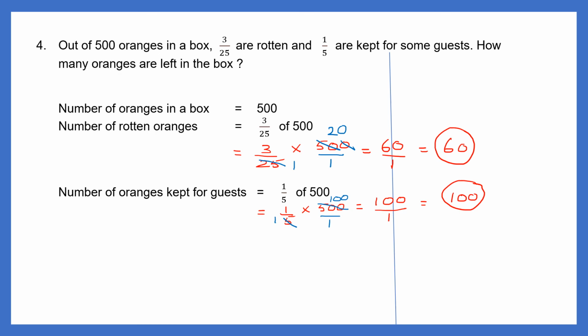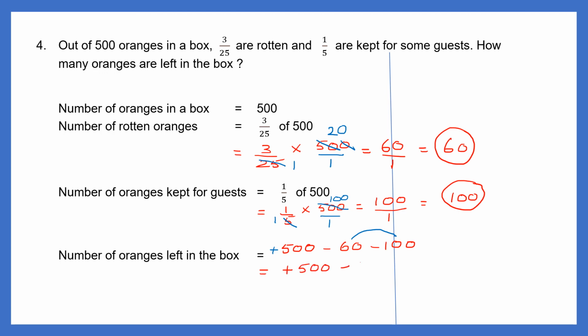Now how many oranges are left in the box? Number of oranges left in the box. First, how many do we have? We have 500. From that, let us take away the 60 rotten oranges and also take away the 100 oranges kept for guests. So it is 500 minus 60 minus 100. Now remember, you know how to do integer operations. Let's give them all signs. So this is a plus sign. Let's add up the numbers with the same sign. 60 plus 100 is 160. So here we get plus 500 minus 160.